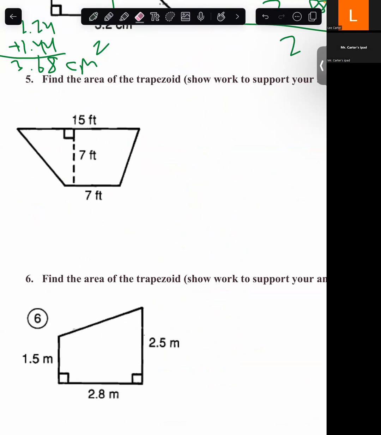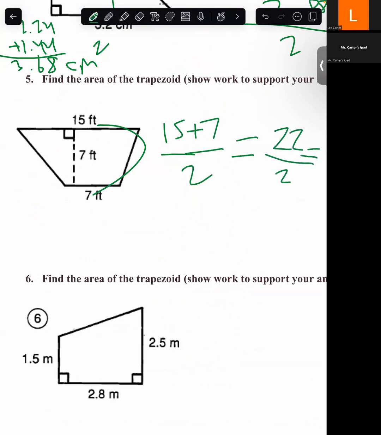Okay, all right. Here we have a triangle, a rectangle, and another triangle. I think the easiest way to do this one is going to be to average these two bases. So we're going to do 15 plus 7 divided by 2. So it's going to be 22 divided by 2, which is just 11. Okay, so that's the average of the bases. So then the average of the bases times the height can give us the area of the whole thing, which is 77 square feet.